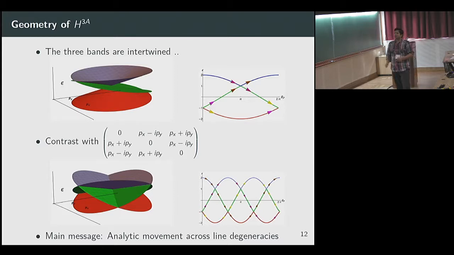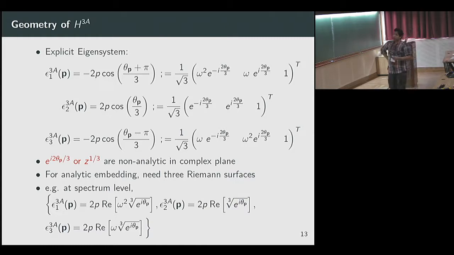This you can think of as adiabatically connected to a folded version of the triangular lattice single band. With this toy model, you can actually write down the eigensystem itself. This is the eigensystem of the toy Hamiltonian. These are the three bands, the eigenenergies and the eigenwave functions, but they are really the same wave function in some sense. And this line degeneracy structure, you note these factors of e to the i 2 theta by 3.